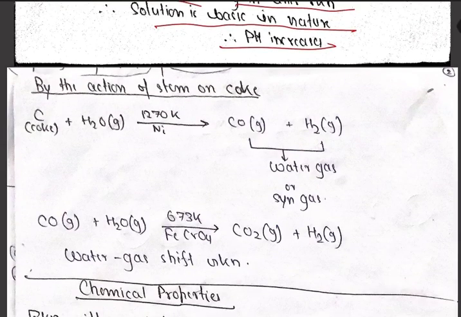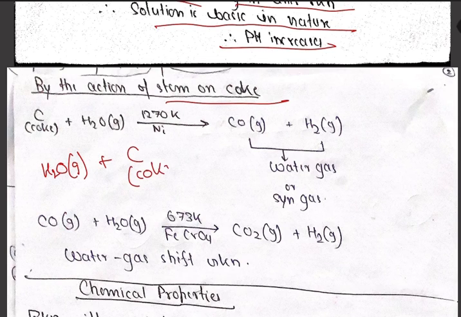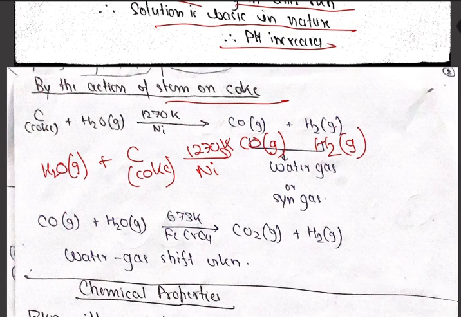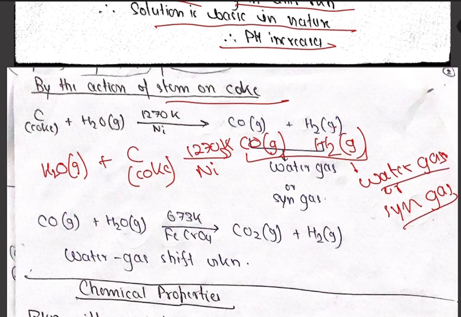The next method for the preparation of dihydrogen is by the action of steam on coke. Steam, that is water in the vapor phase, reacts with coke, that is carbon, at a temperature of 1270 Kelvin in the presence of nickel, and we get CO gas plus H2 gas. This mixture of CO and H2 is commonly called water gas or syn gas.